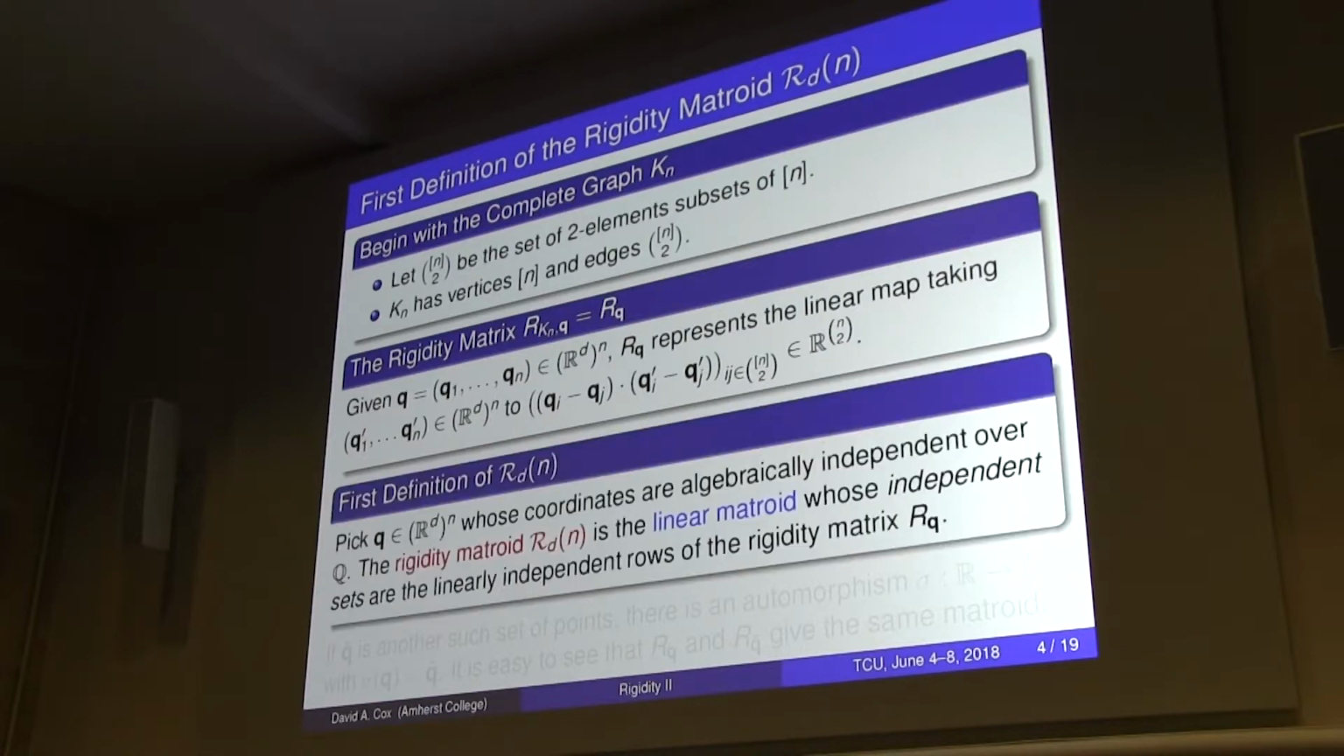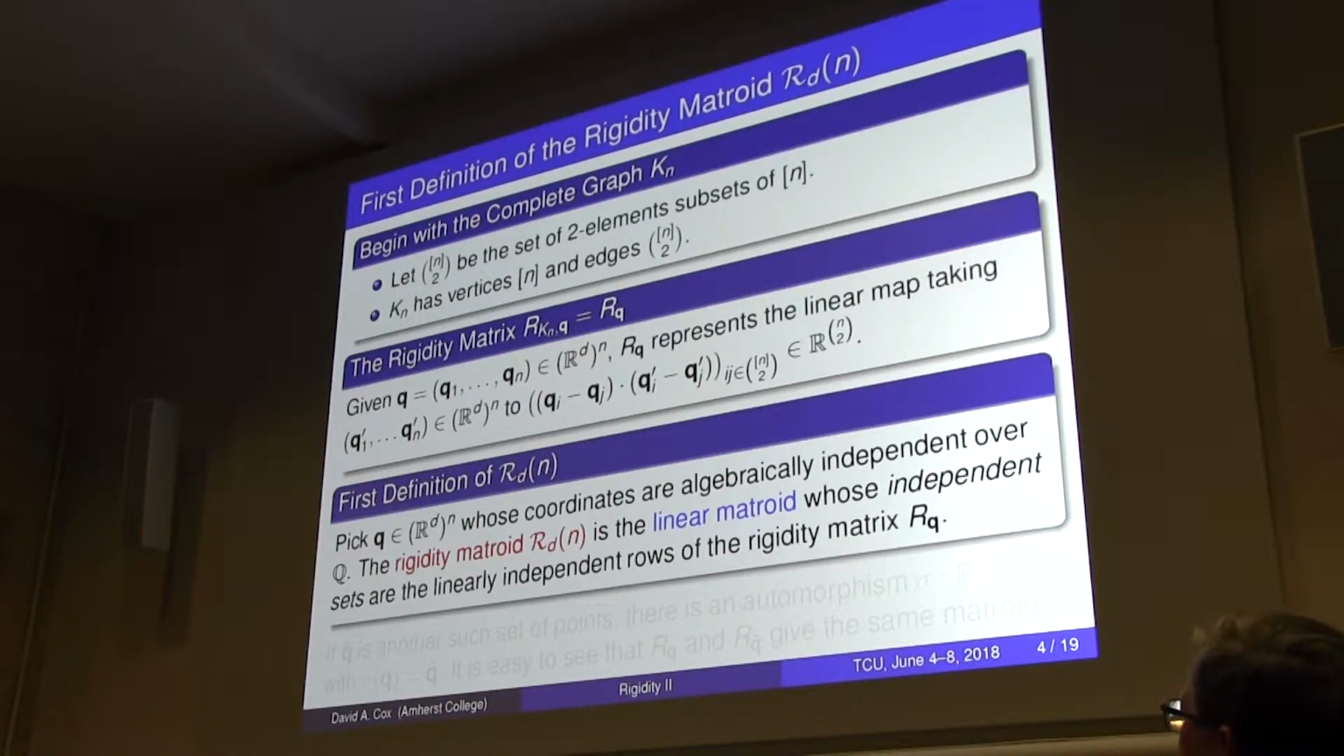And the first definition of the rigidity matroid is I want to basically pick a generic configuration. And there's several ways to do it. The way I'm going to do it in this lecture is pick a configuration where the coordinates of each point are algebraically independent over Q.